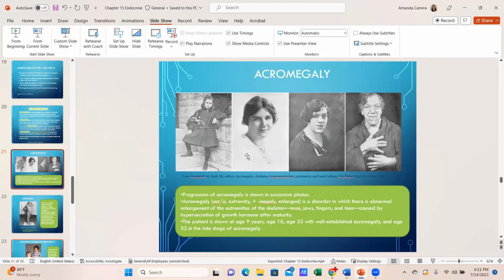How do you know when someone is done growing in their adolescence? Well, the epiphyseal plates of bones harden. They're not soft anymore, which signifies that growth has ceased. Okay. You can see the features here. Acromegaly.